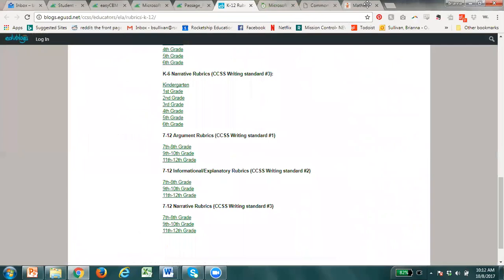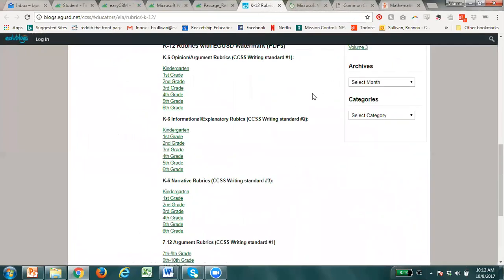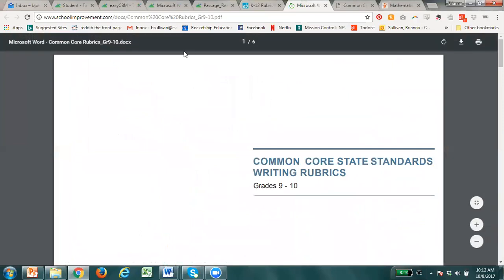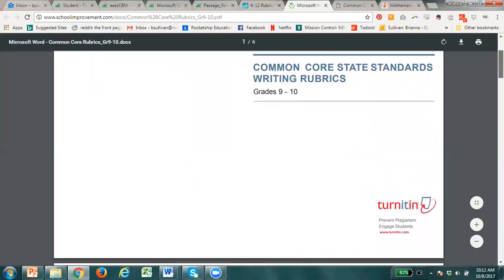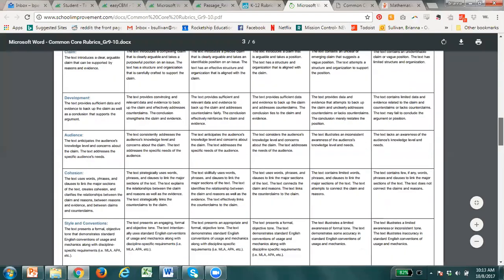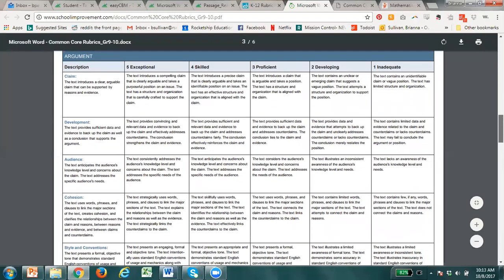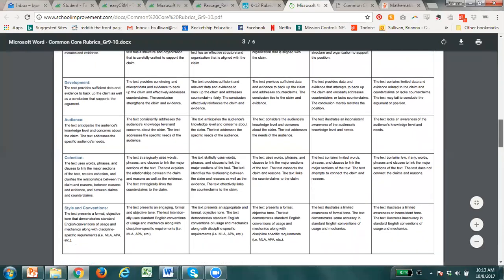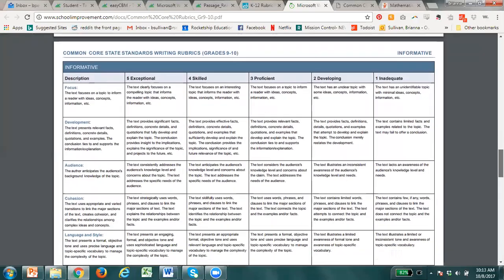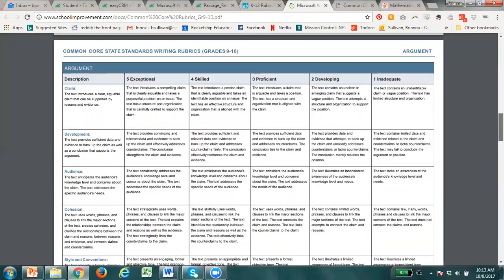The other resource we have, if for whatever reason you don't prefer those rubrics, you don't like them, they don't work for you, Turnitin worked, they partnered to create Common Core rubrics for high school level. So this is the 9th and 10th grade level. It's set up very similarly, just it might be broken down in a slightly different ranking than the other, so you can take a look at them both and see which one you like more.